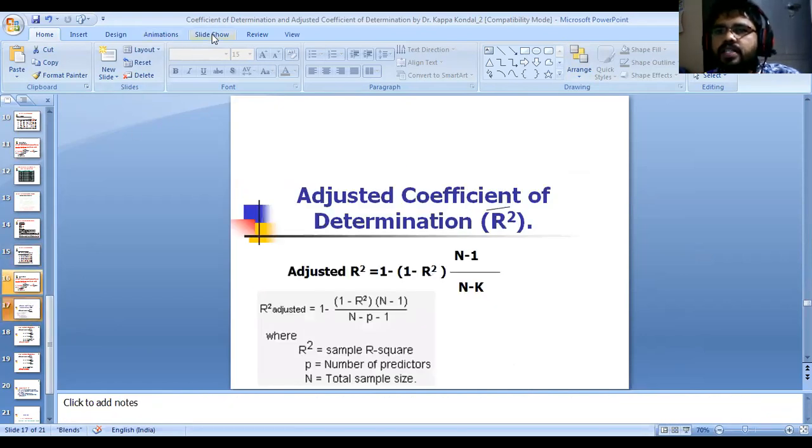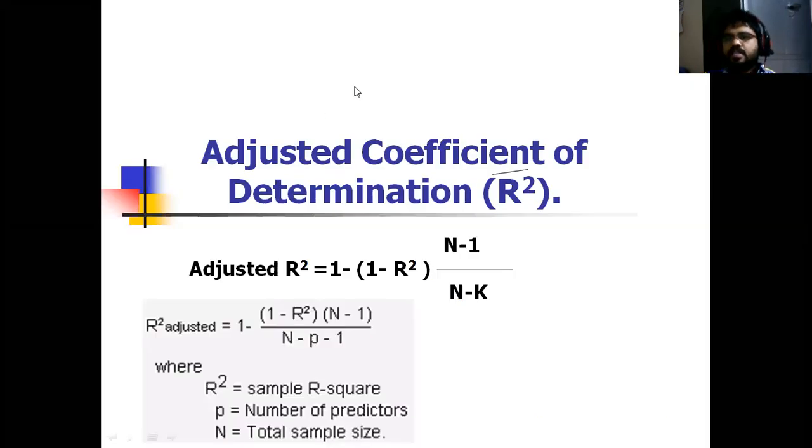Then the next part is the adjusted coefficient of determination, that is called adjusted R square. So the adjusted R square formula is: adjusted R square is equal to 1 minus (1 minus R square) into (n minus 1) by (n minus k). Or you can follow this one: adjusted R square is equal to 1 minus (1 minus R square) into (n minus 1) by (n minus p minus 1), no problem.